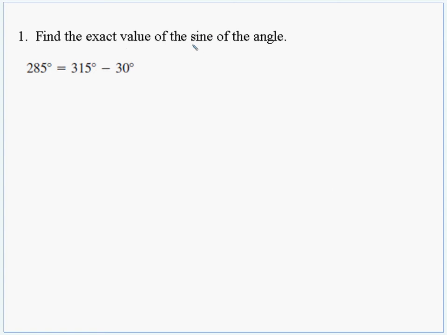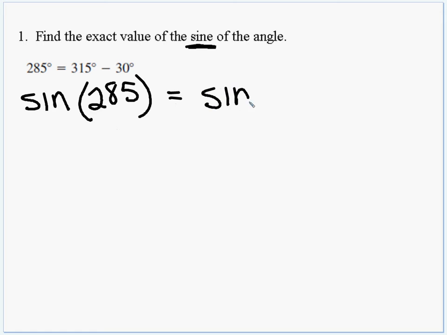Now notice we're not finding the sine and the cos and the tan. In this case, we only want the sine of 285. And if 285 was on the unit circle, that would make this problem very easy. We just get that y value off the unit circle. But 285 is not one of our friendly angles, so we break 285 up into 315 minus 30 degrees.